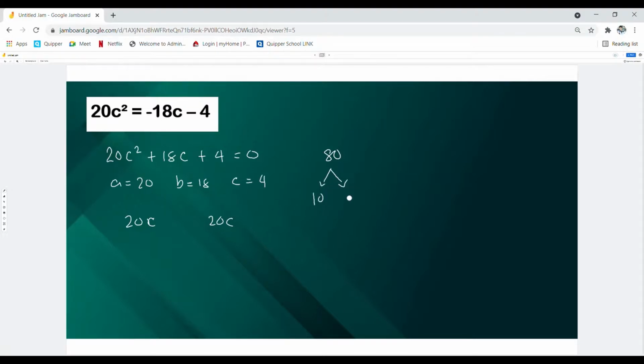Of course, very obvious, 10 and 8. You have 10 times 8, 80, 10 plus 8, 18. That's what you are going to use as denominators here. So you have 10 and you have 8. Which one here is exactly divisible by 20? Oh, there's none.